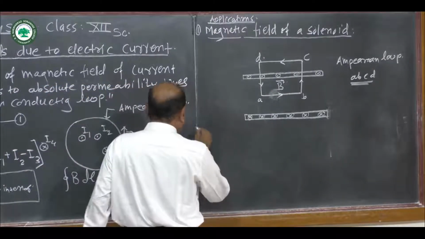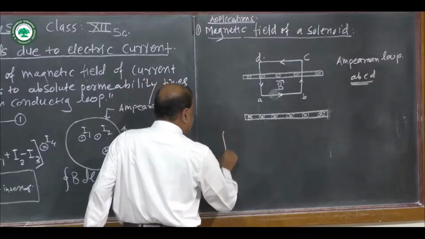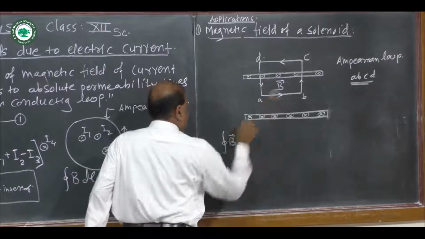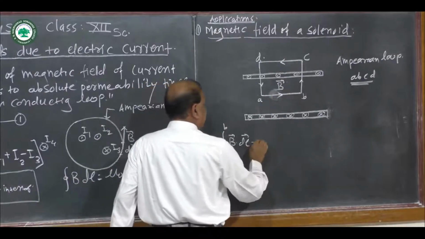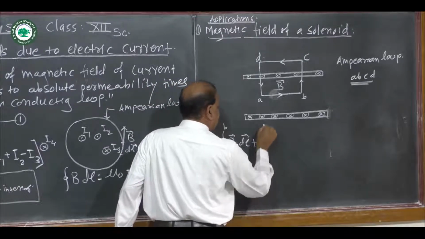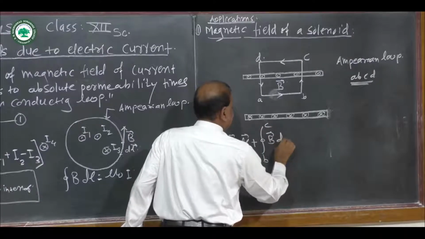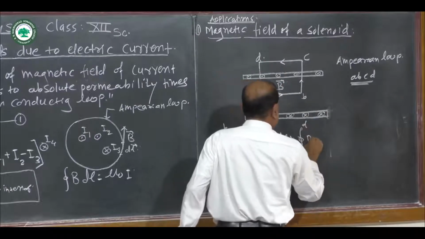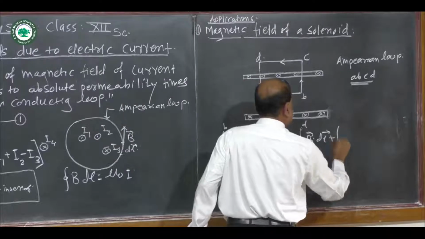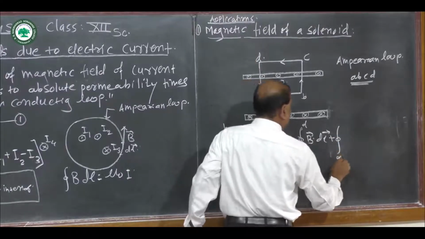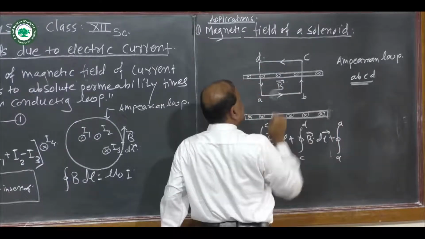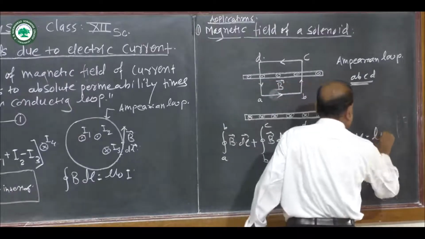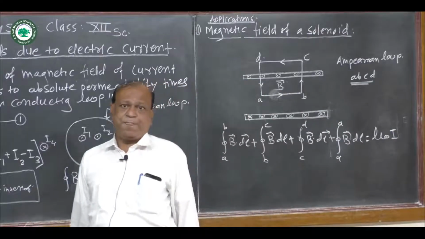Now we have to find the value of B using Ampere's Circuital Law. From Ampere's law, the closed line integral of B dot dl from A to B, plus the line integral from B to C of B dot dl, plus the line integral from C to D of B dot dl, plus the line integral from D to A, which completes this rectangular frame, of B dot dl, is equal to mu 0 times the current I.